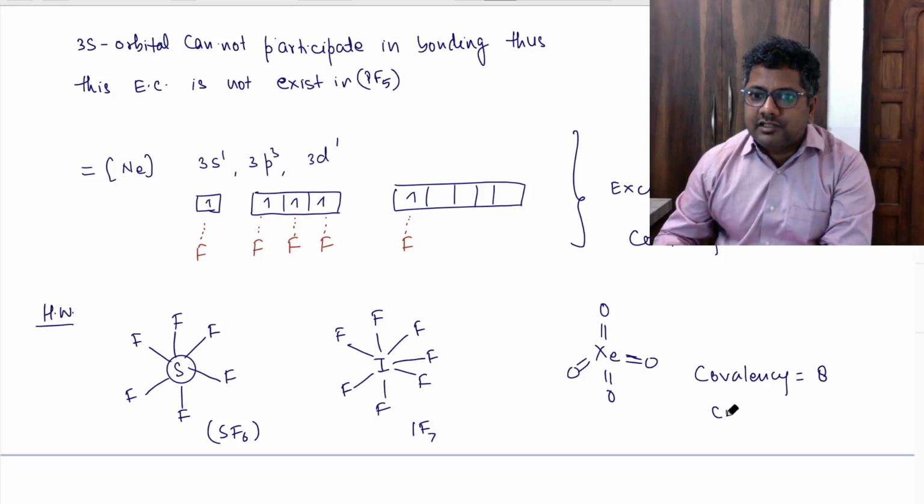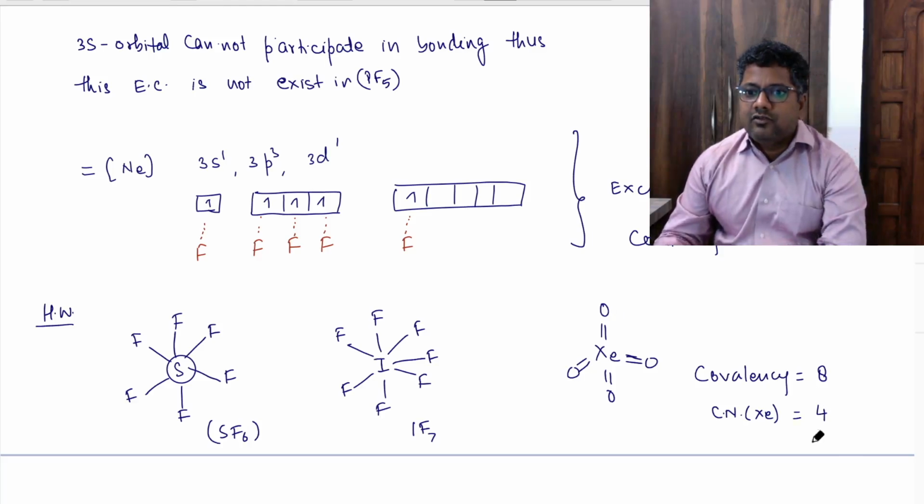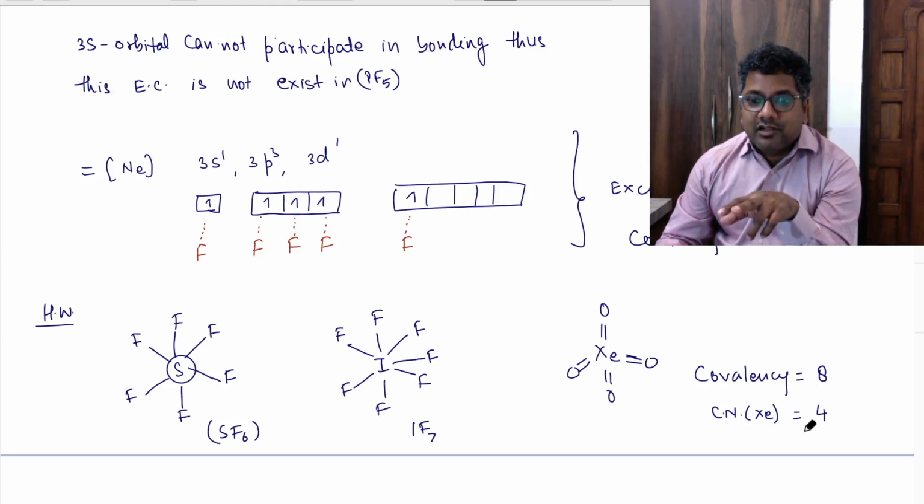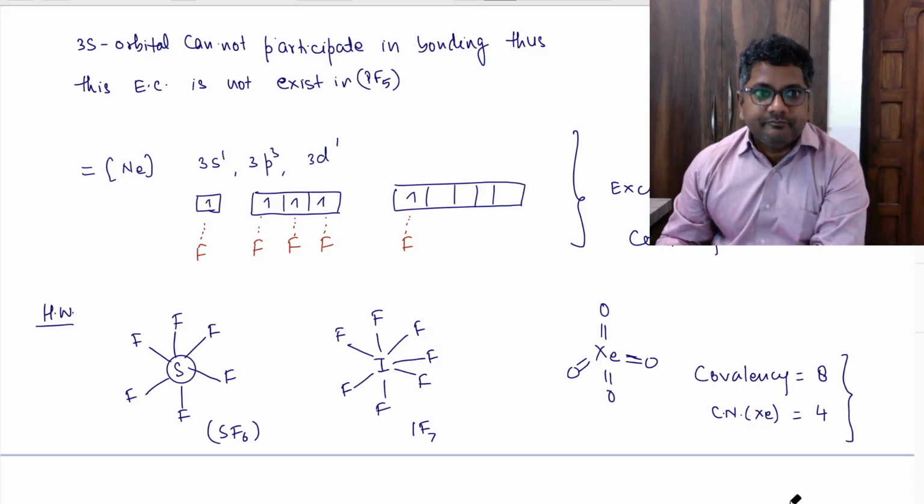What is the coordination number of xenon here? What is the coordination number of xenon? How many atoms are linked? 4. So see here, the covalency is 8. Number of covalent bonds 8, but the coordination number is 4. Clear? So here covalency and coordination number are not the same, right?